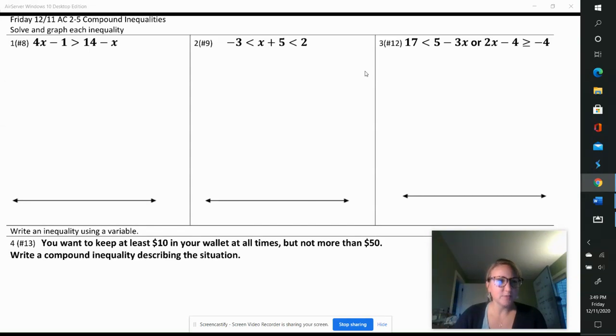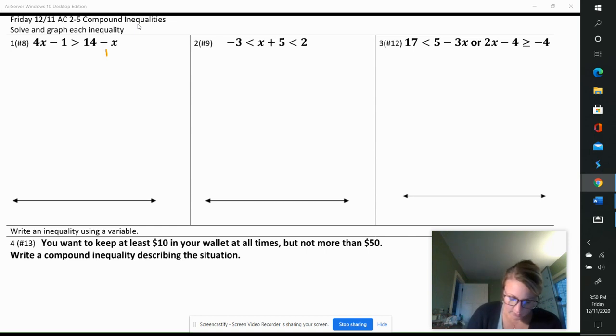Let's go over these practice problems from our Jamboard on 2-5, solving compound inequalities. Number 1 was not a compound inequality, just a way for us to warm up. This is a simple, or one-sided, inequality. So to solve this, we want to collect variables to the left and the numbers to the right.